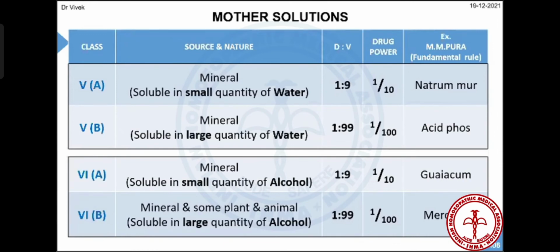Again the nosodes: under the nosodes, psorinum is prepared by class 6B. Other nosodes are prepared under class 7 or 8. All the nosodes are prepared under class 7 or 8 except psorinum. Psorinum is prepared under class 6B.